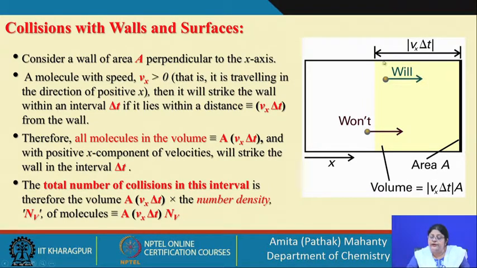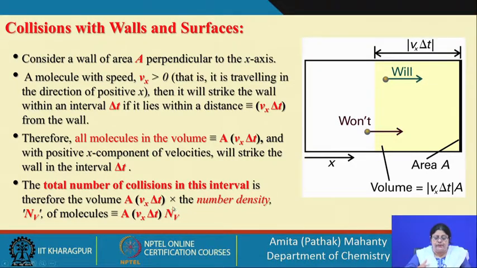Okay. So, the total volume is going to be the distance into the area. Distance is the velocity through which they are travelling, v, into the time interval t. The velocity into time interval gives you the length. So, therefore, all molecules in this volume, with positive x component of velocity, will strike the wall in time delta t. The total number of collisions in this interval is therefore the volume into the number density.